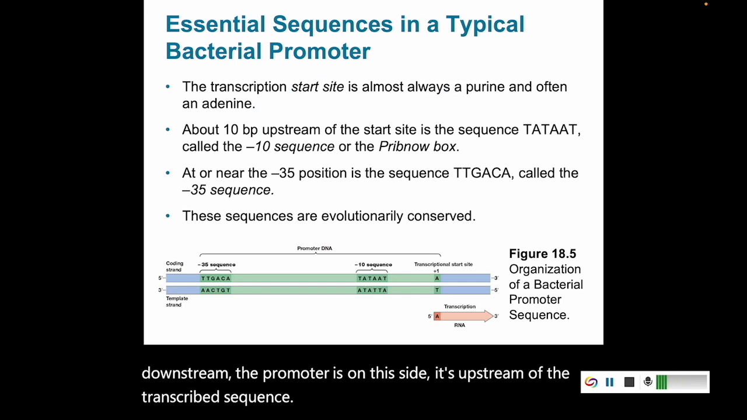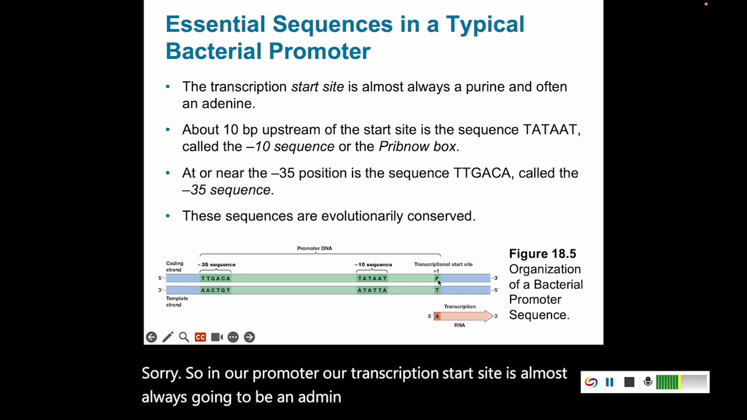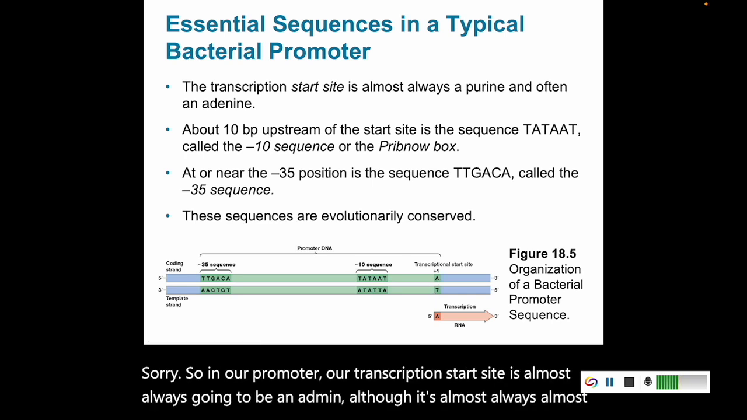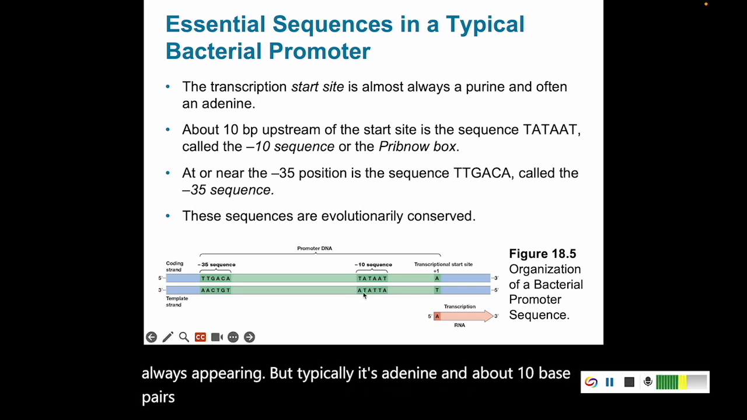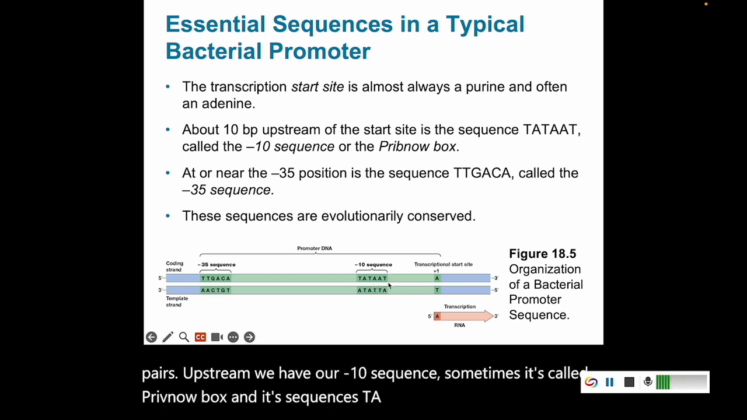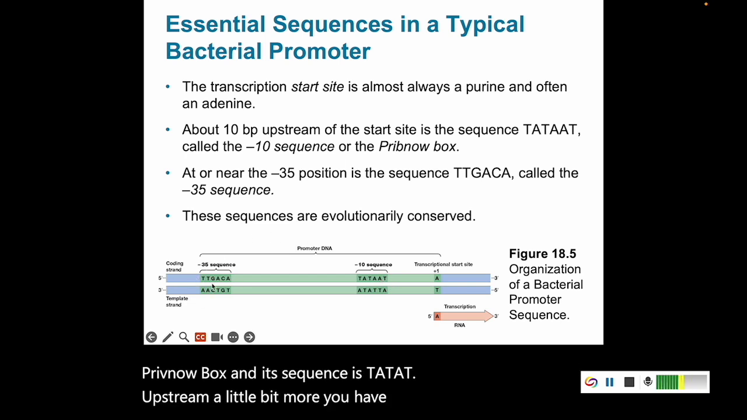So in our promoter, our transcription start site is almost always going to be an adenine, although it's almost always a purine, but typically it's adenine. And about 10 base pairs upstream, we have our -10 sequence. Sometimes it's called a Pribnow box, and its sequence is TATAAT. Upstream a little bit more, you have the -35 sequence, which is TTGACA.